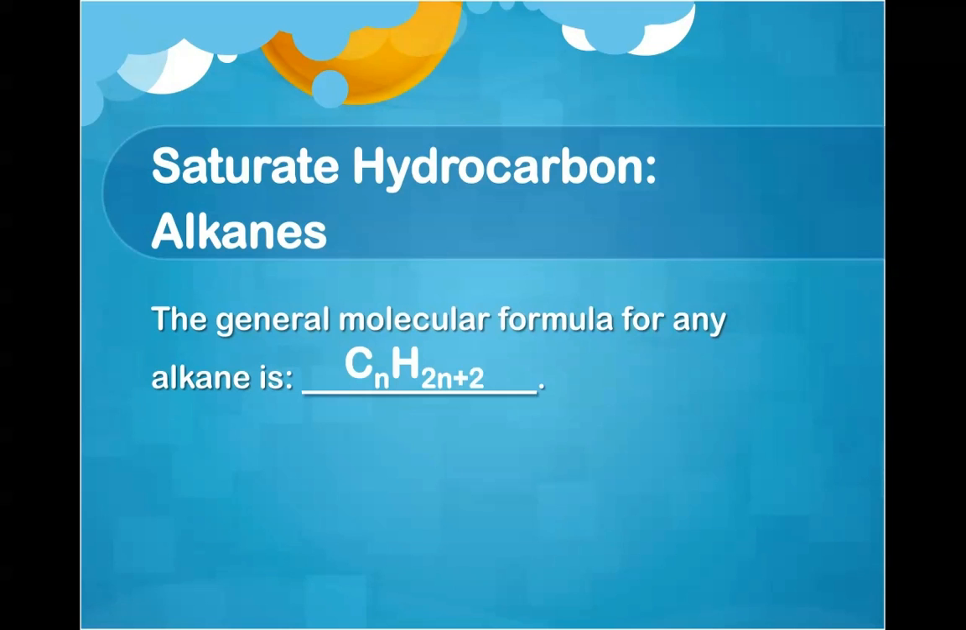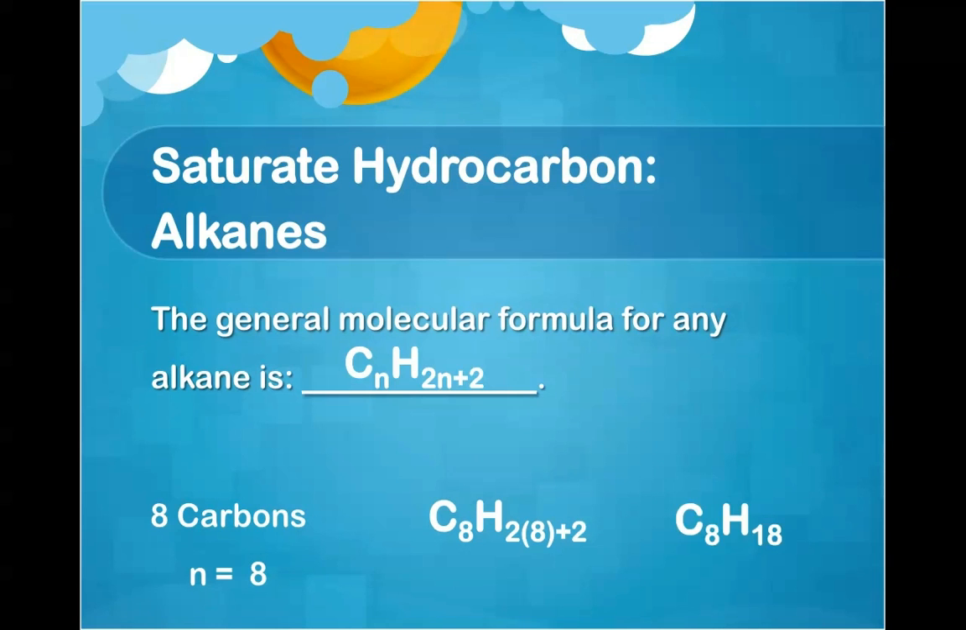Now, the general molecular formula for any alkane is CnH2n+2. So if I know how many carbons I have, I can figure out how many hydrogens there are. If I know the hydrogens, I can figure out the carbons, or use the formula to match up to the alkane. So for example, if I have 8 carbons, n is equal to 8. So when I plug that in, I would find then that I should have 18 hydrogens. And remember, this is our molecular formula.